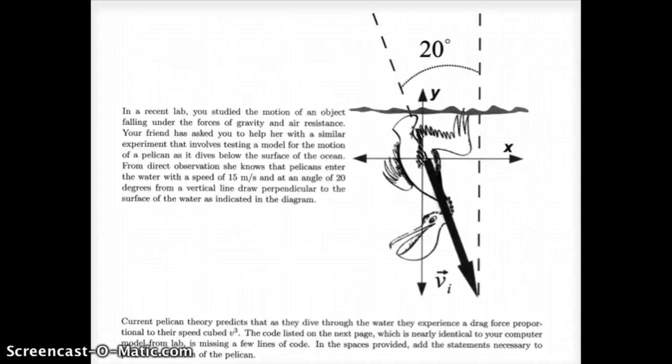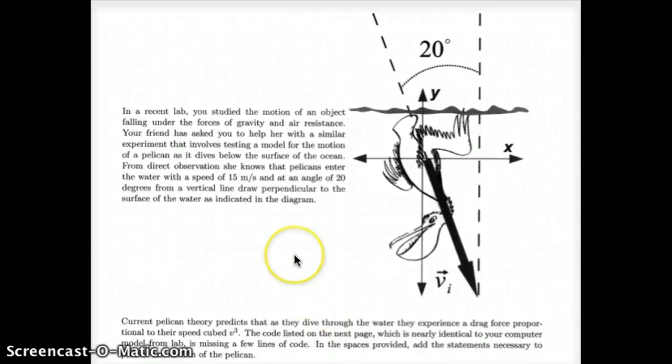From direct observation, she notes that the pelican enters the water with a speed of 15 meters per second and at an angle of 20 degrees from a vertical line drawn perpendicular to the surface of the water, as indicated by the diagram. Current pelican theory predicts that as they dive through the water, they experience a drag force proportional to their speed cubed. The code listed on the next page, which is nearly identical to your computer model from the lab, is missing a few lines of code. In the space provided, add the statements necessary to predict the motion of the pelican.